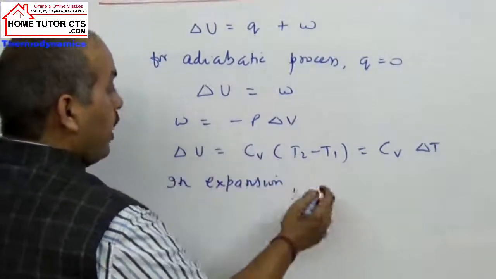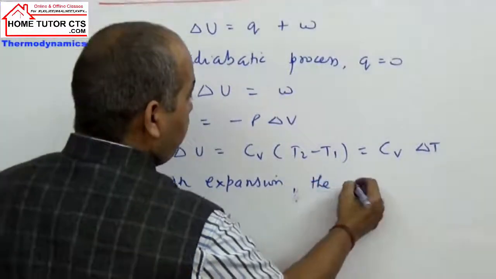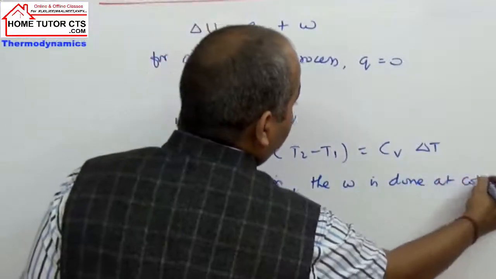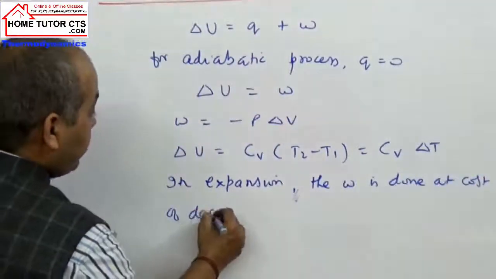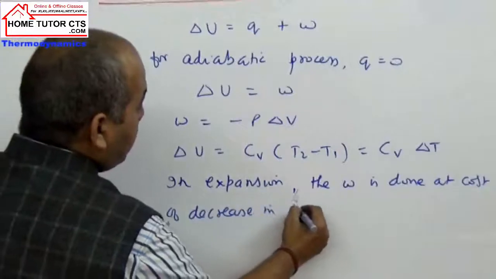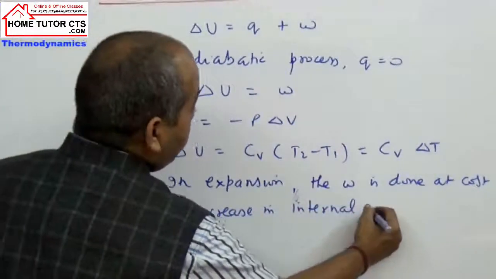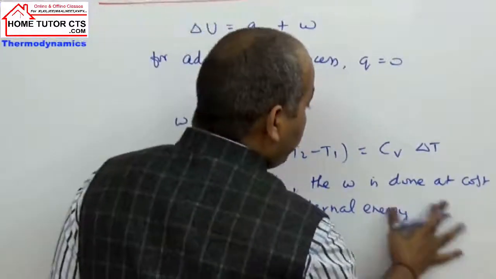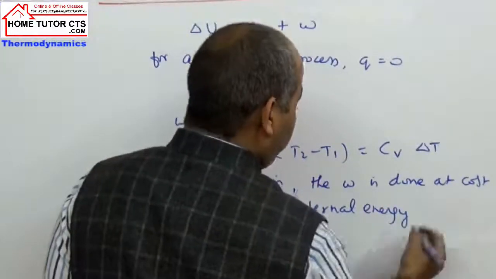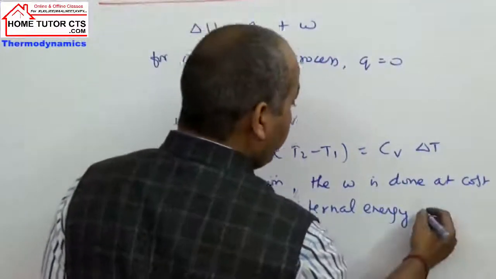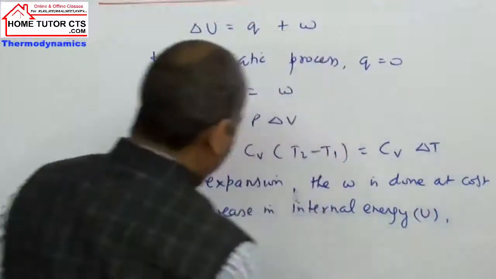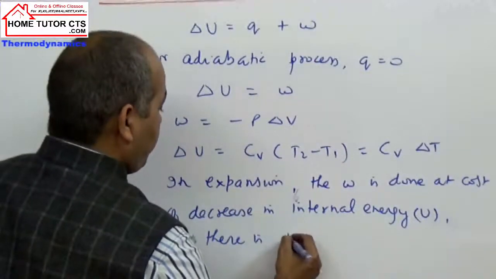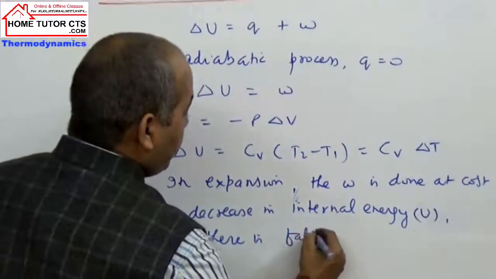In expansion, the work is done at the cost of decrease in internal energy U, and we know that U is directly proportional to temperature. With the decrease in internal energy U, there is a decrease in temperature, there is a fall in temperature.